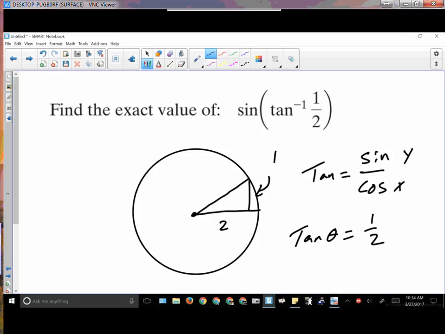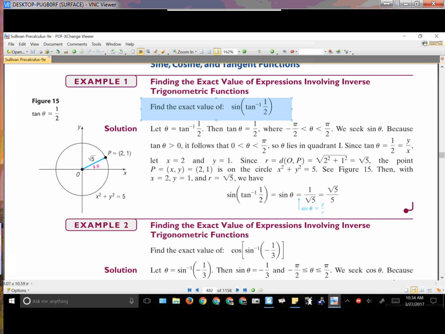So from this information, we can figure out exactly what this is going to be. Well, 2 squared is 4, 1 squared is 1, so this would have to be the square root of 5. So tangent is equal to this. Now, some theta gave us this information, and now I want the sine of it, so this is doing a lot of back and forth.